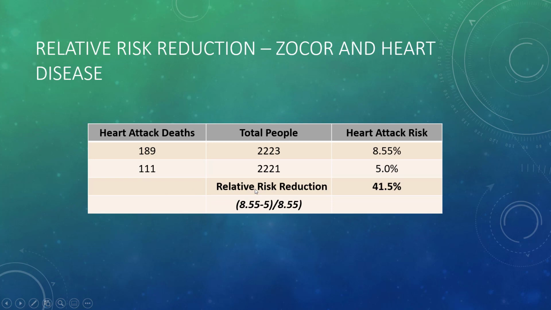And then to get your relative risk, again, we have your starting risk minus the two risks divided by your starting risk, and you get 41.5%. So that's how you get your risk reduction here.